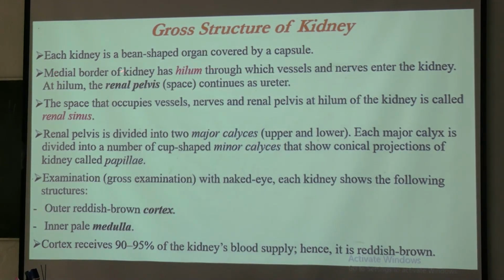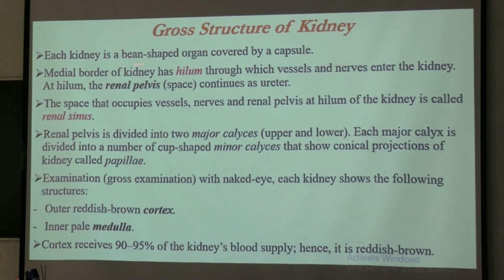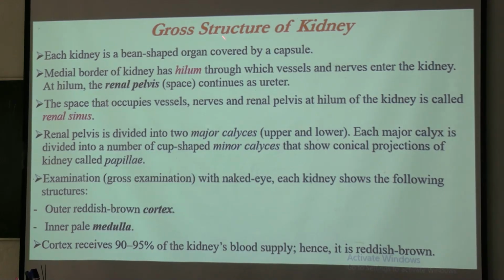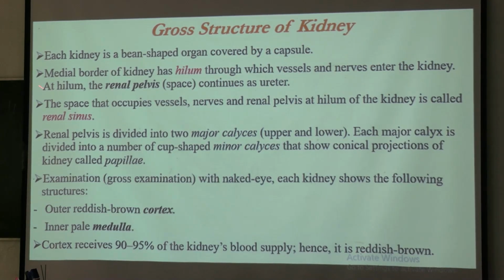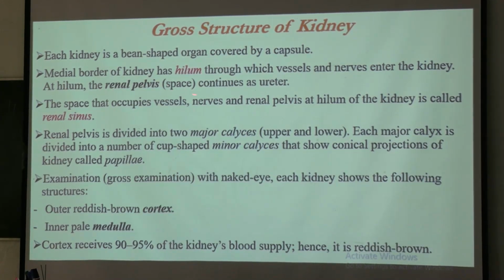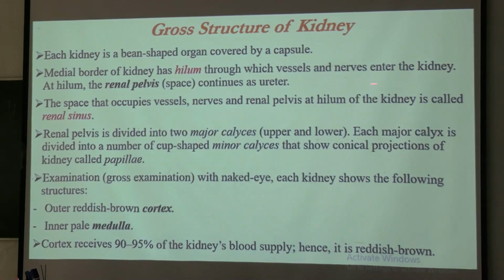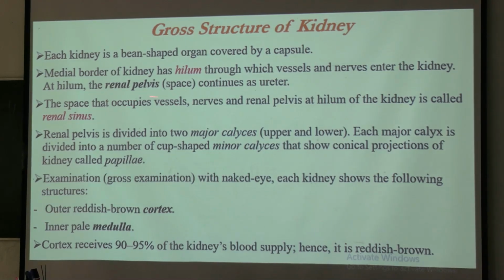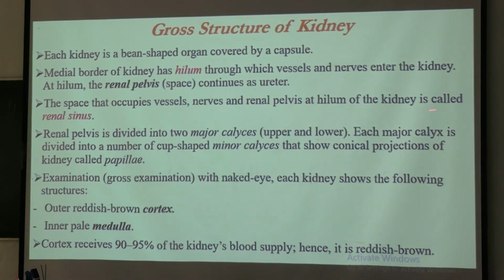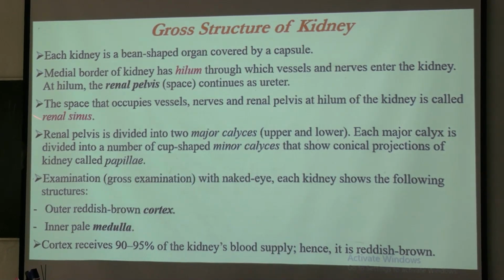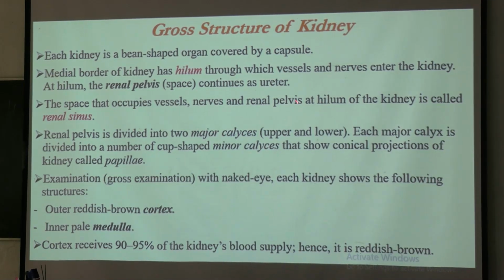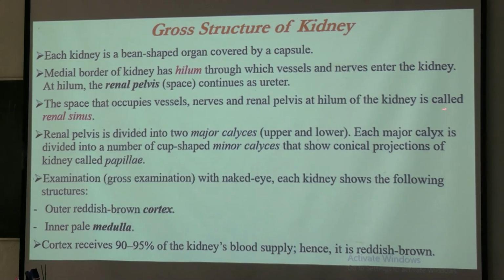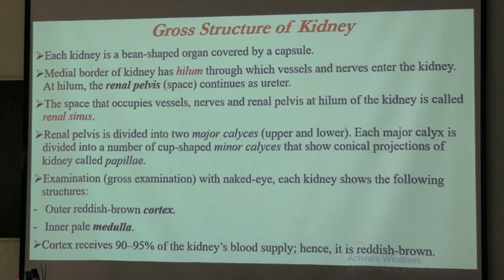So this is the gross structure of the kidney. Each kidney is a bean-shaped organ covered by a capsule, and the medial border of the kidney has the hilum through which the vessels and nerves enter the kidney. At the hilum, the renal pelvis or space continues as the ureter. The space that is occupied by the vessels, nerves and renal pelvis at the hilum of the kidney is known as the renal sinus.